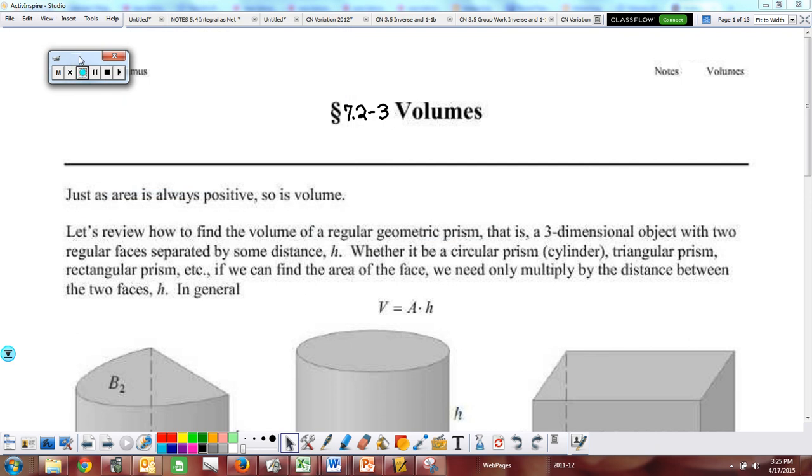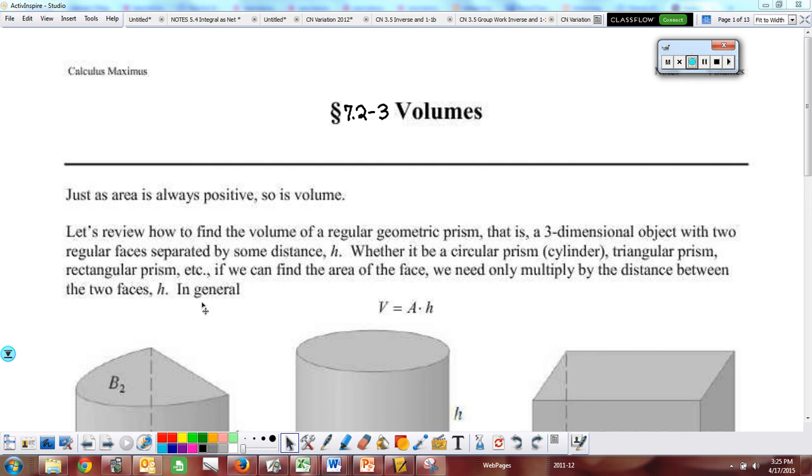Alright, in today's video we're going to take a look at how we calculate volume, which is an appropriate segue from where we were in section 7.1, which was calculating area. So the next application of our definite integrals is that we're going to be calculating volumes.